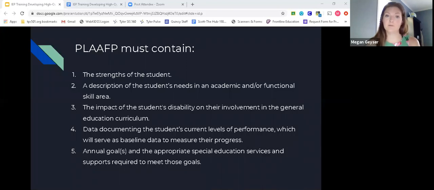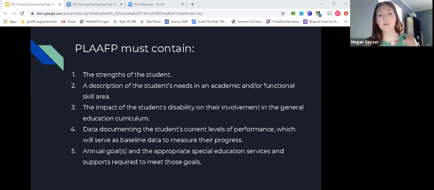Number 4, here's where I get on my little soapbox. Data, data, data. A PLAAFP must include data. As you know, data drives everything that we do within special education, especially when writing an IEP. We need multiple data points, not just one piece collected, but multiple ones to really gather and paint a clear picture of what the student is capable of and where their deficits might be.